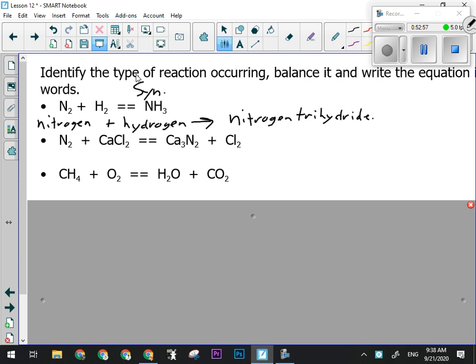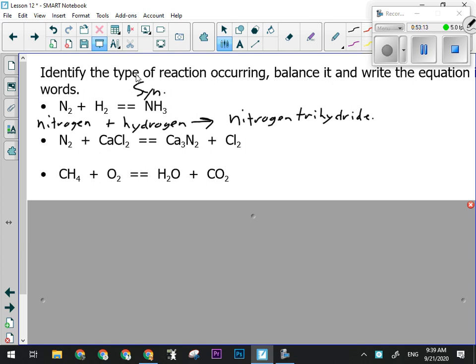Right, so how many nitrogen over here? Or sorry, let's start with our biggest number. How many hydrogen here? 3. How many over here? 2. Okay. How do I balance that? What number would make them both work?